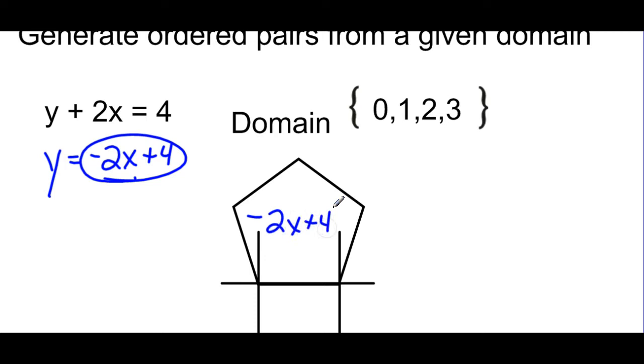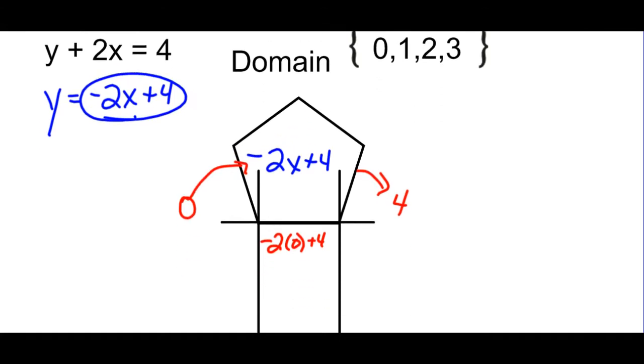Then this is my input. This is my domain. These are my x values. And in this case, they told us you need to use 0, 1, 2, and 3. So I take a 0. It goes into the machine in place of the x. So inside here, I'm going to do negative 2 times 0 plus 4, and out comes the answer 4. This is my range, my output, my y values.